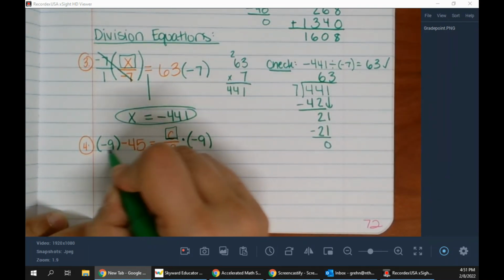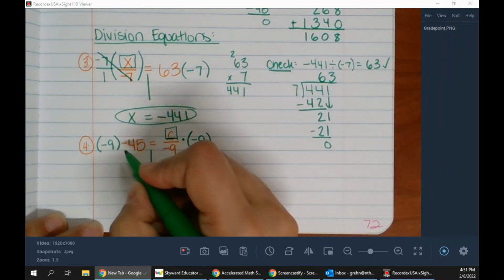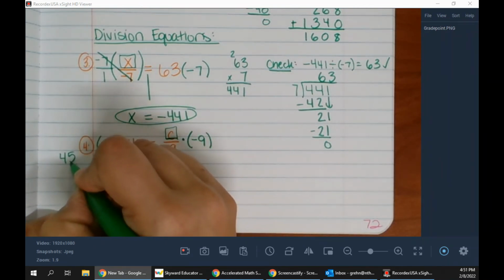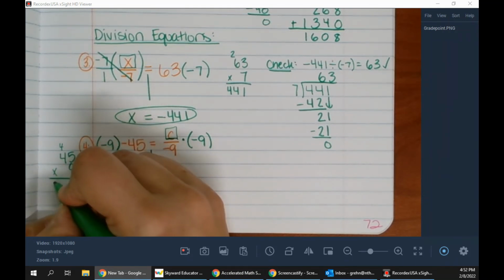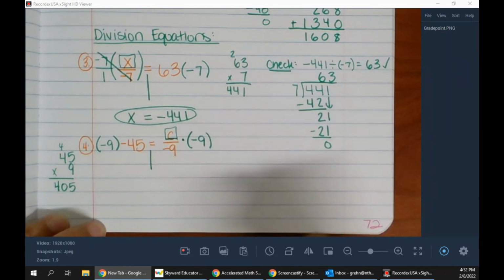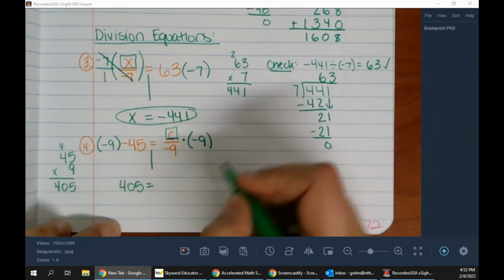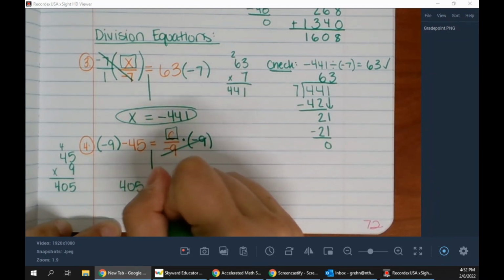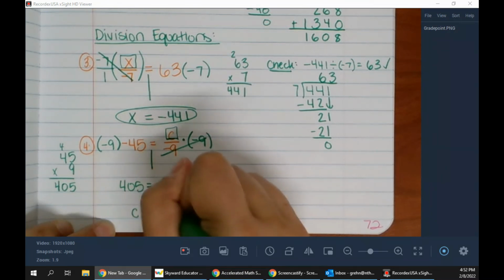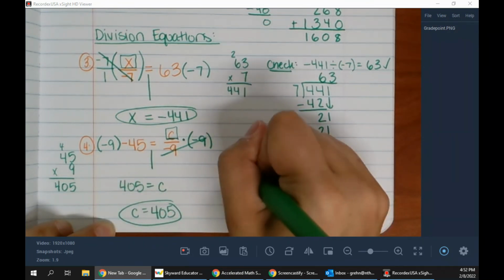So over here, a negative times a negative is a positive. So I just need to multiply 45 and 9 to see what that equals. And so I end up with 405. Over here, my negative 9s cancel out, and I'm left with C. So C equals 405.